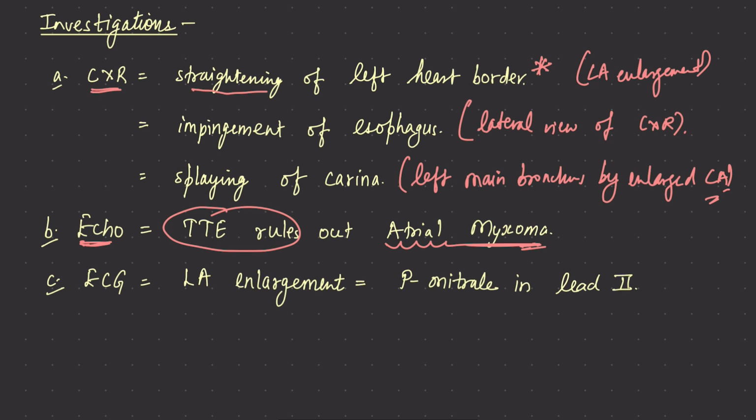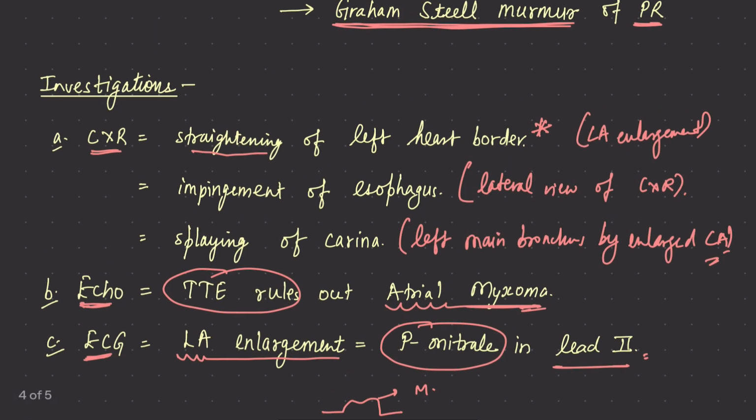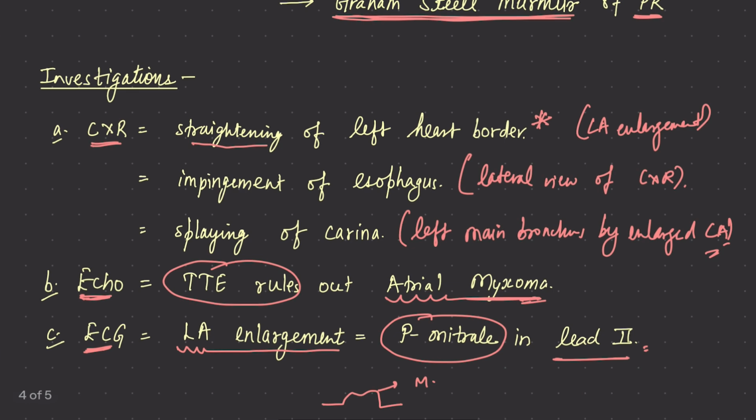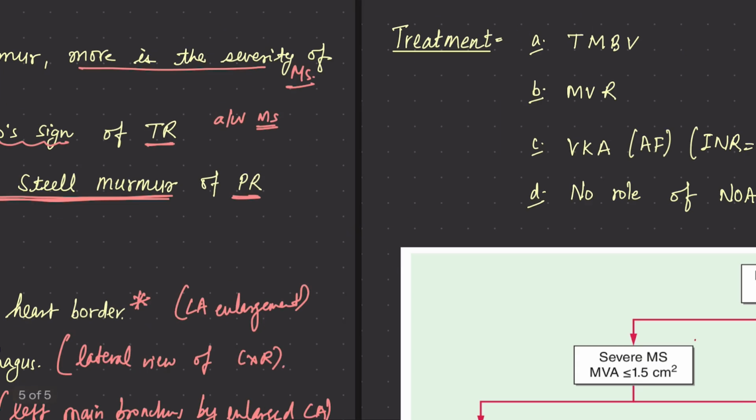So remember, in case of left atrial thrombus, we do transesophageal echo, which is more sensitive. But otherwise, in a simple case of mitral stenosis, we will do transthoracic echo first of all. Then there will be ECG. We will see left atrial enlargement, which will be visible as P mitral in lead 2, right? That is P mitral, M-shaped P wave we will see in lead 2. So these are the three main investigations for the purpose of diagnosis of mitral stenosis.